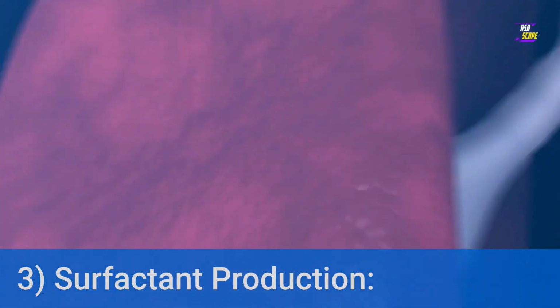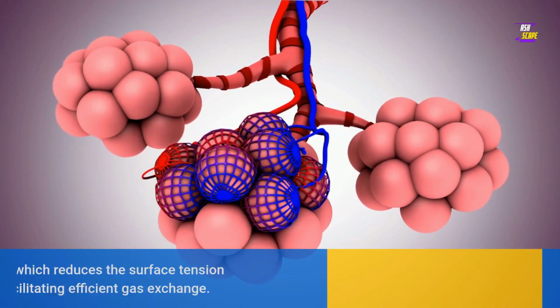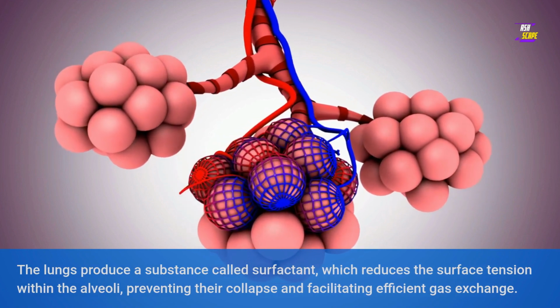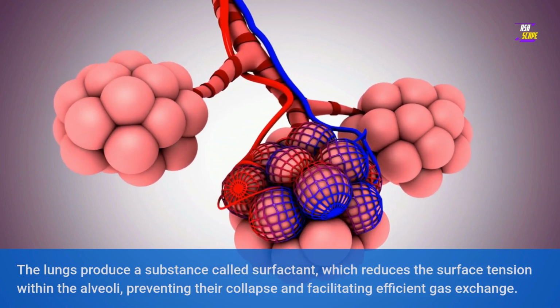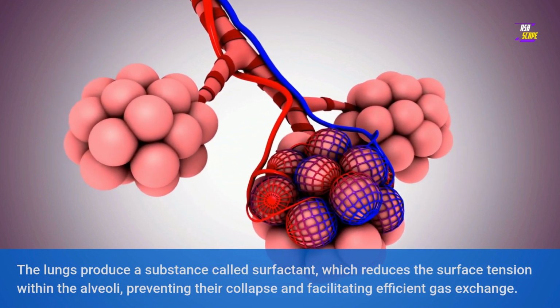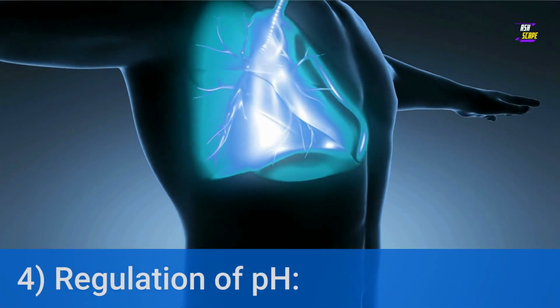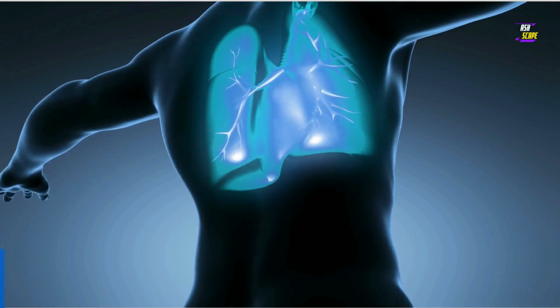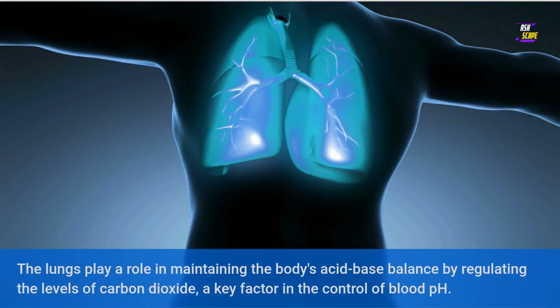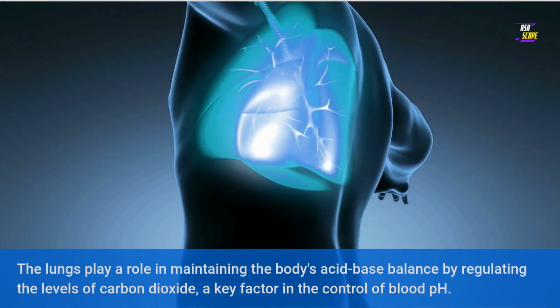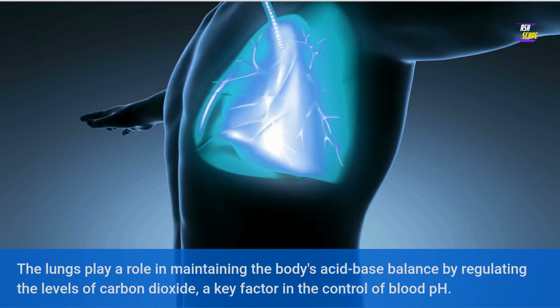3. Surfactant production. The lungs produce a substance called surfactant, which reduces the surface tension within the alveoli, preventing their collapse and facilitating efficient gas exchange. 4. Regulation of pH. The lungs play a role in maintaining the body's acid-base balance by regulating the levels of carbon dioxide, a key factor in the control of blood pH.